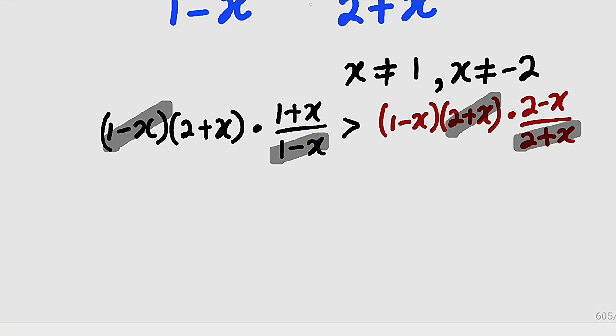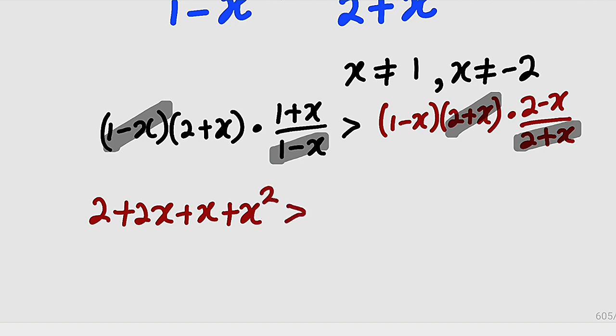We take 2, we multiply by 1, we have 2. 2 multiplied by x, we have 2x. Then second term, x times 1 is x. Then x times x is x squared. This is greater than. The other side, we take 1, we multiply by 2, we have 2. 1 times negative x is negative x. Then the second term, negative x times 2 is negative 2x. Then negative x times negative x will give us positive x squared.